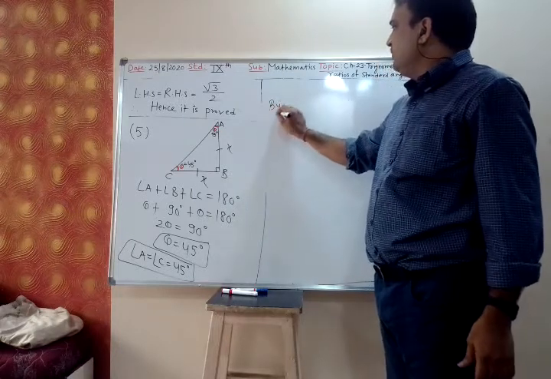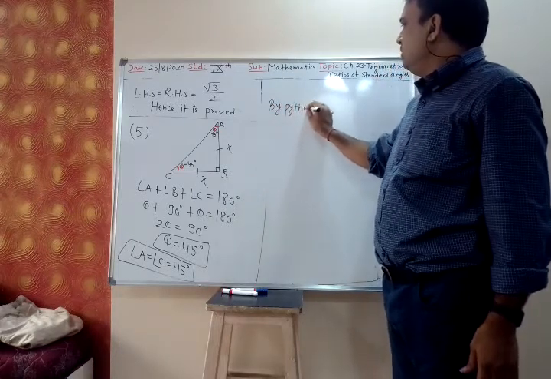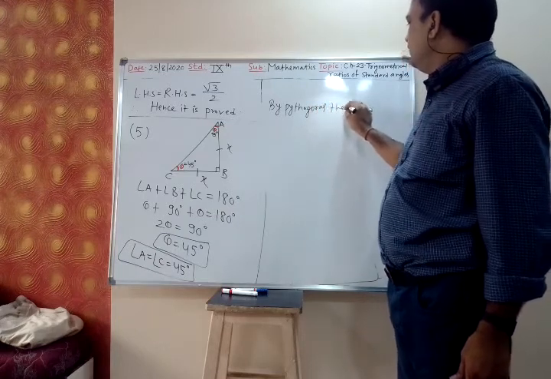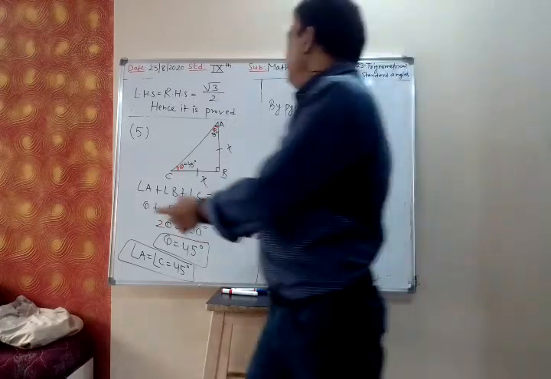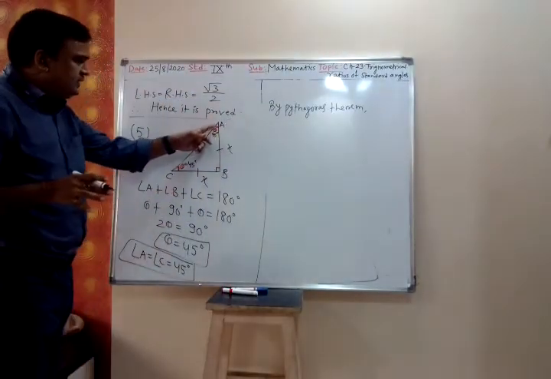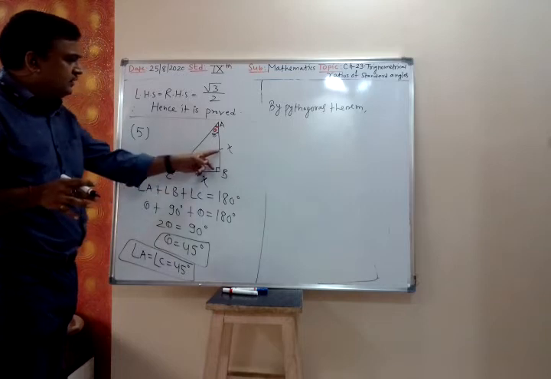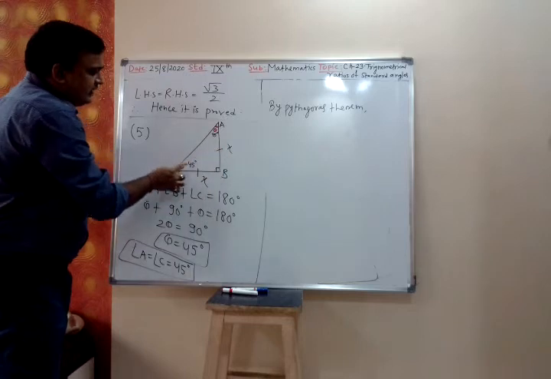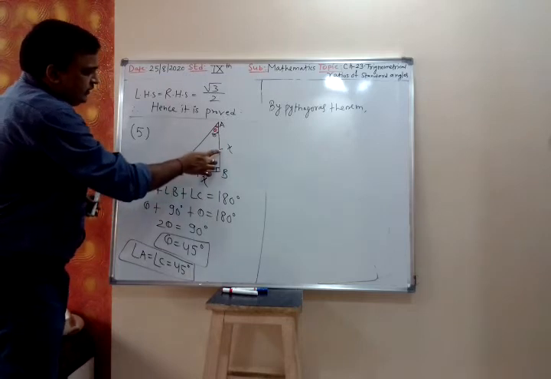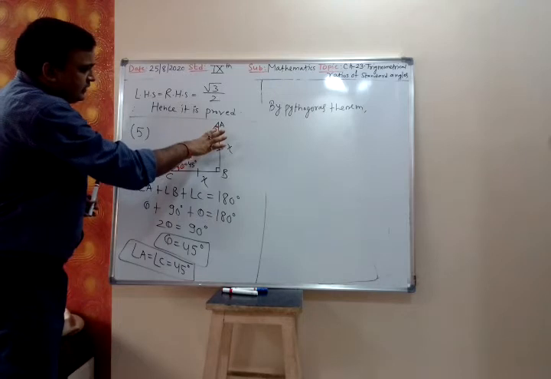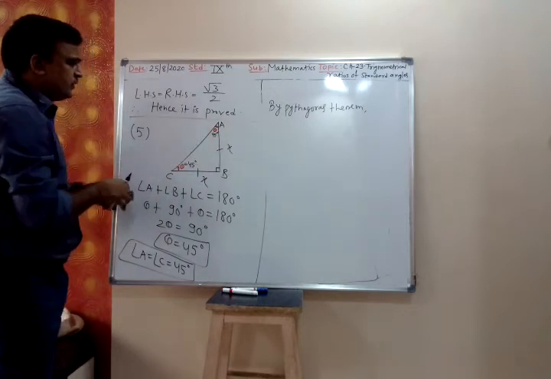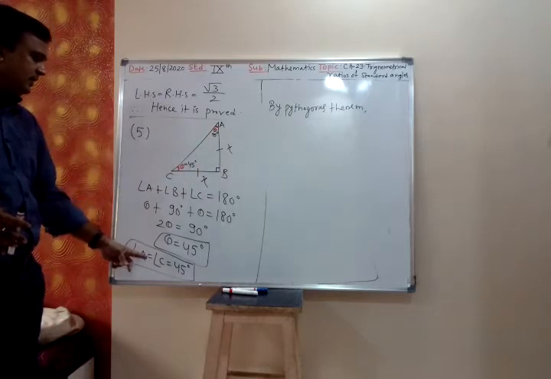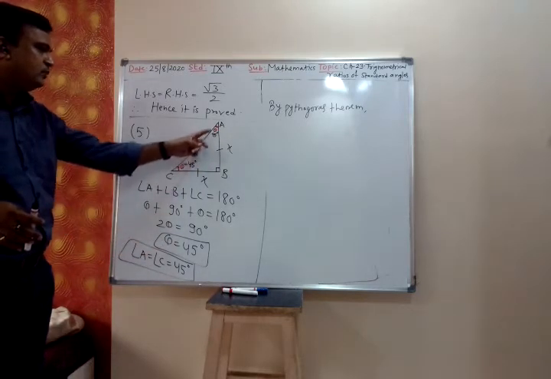So by Pythagoras theorem. In triangle ABC, which is isosceles, these two are equal sides, so the angles opposite to equal sides are also equal. Let them be theta, theta. The sum of all the angles of a triangle is 180 degree, using that concept we get the value of theta as 45 degree. So these two angles are 45.